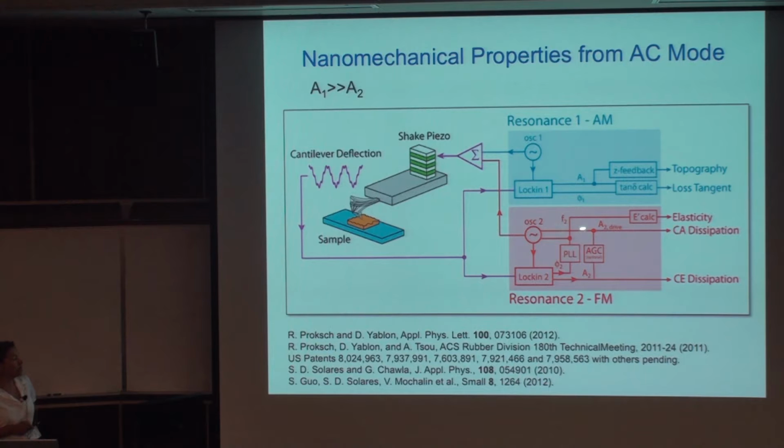You apply a feedback on the phase of the second mode, and you look at the shift in the frequency. And that's the shift in the frequency that gives you the elasticity. I'm going to explain that in more detail later. I'm not going to talk about dissipation right now, because I want to stay as simple as possible. But remember that you do dual AC on the first mode. That's how you get the topography of the sample and the loss tangent. And on the second mode, you get the elasticity measurement.